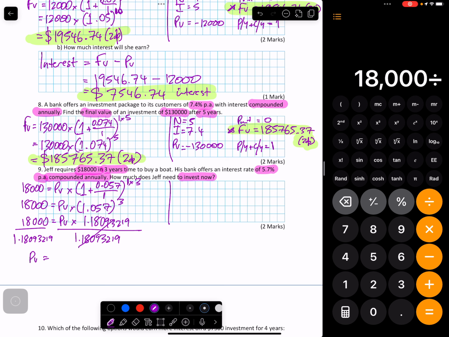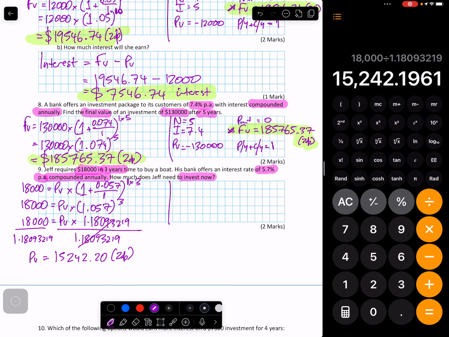18,000 divided by 1.18093219. PV is 15242.20 to 2 decimal points. That's how much he needs to invest now. It's actually much easier to do this using TVM solver. That's why I showed it to you. N, I, PV, PMT, FV, PY, and CY equals.